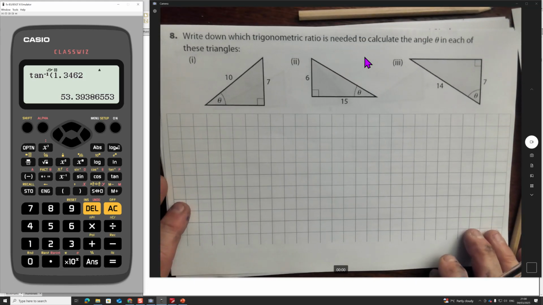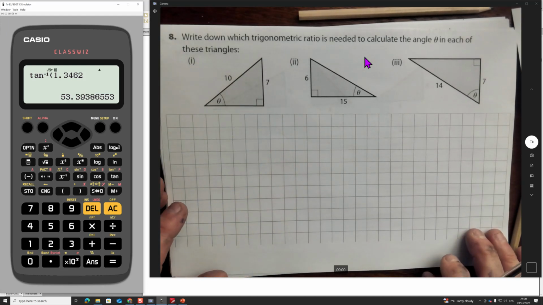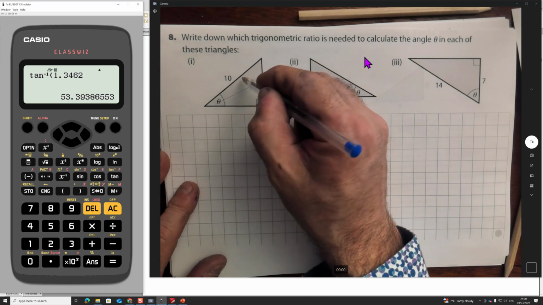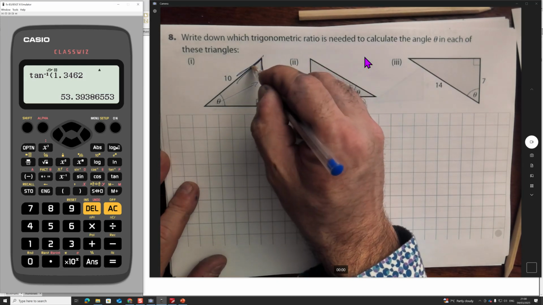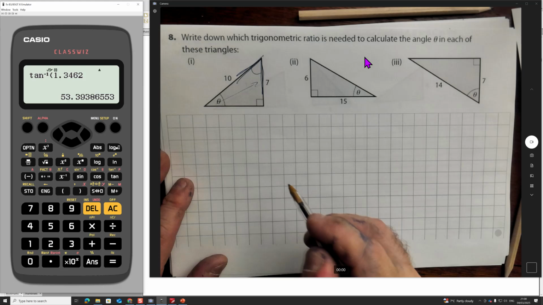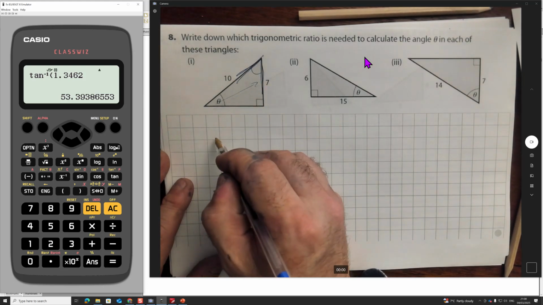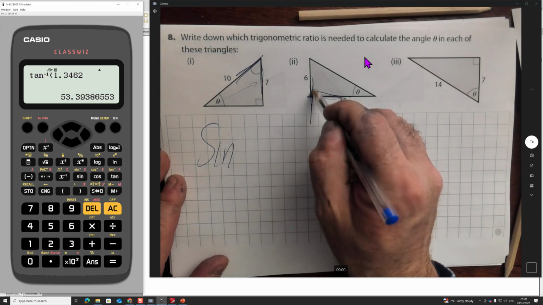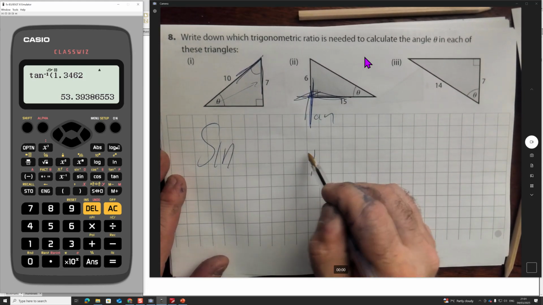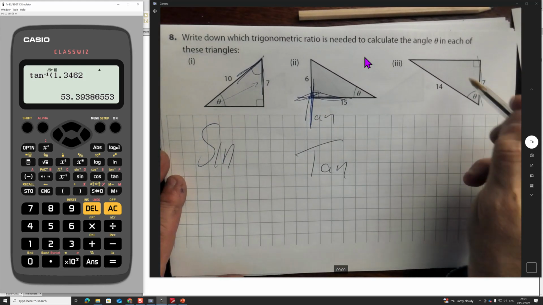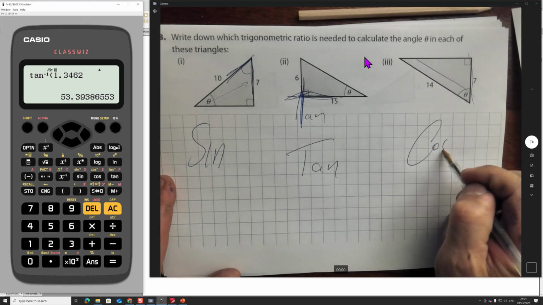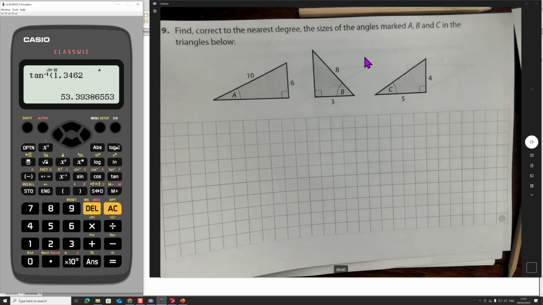Write down each trigonometric ratio. Write down which trigonometric ratio is needed to calculate the angle. Where do they meet? They meet in the complementary angle, so it's sine. Where do they meet? It's tan. Where do they meet? They meet at the reference angle. It's cos.